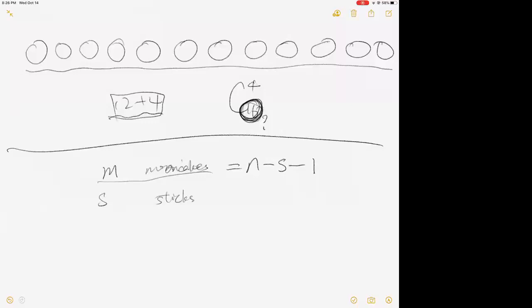So since before I talked about solution 1, there would be N minus S minus 1 mooncakes and S sticks. So I'm just redefining it to be N. No. The first one had N mooncakes. No, I said S minus 1. I said there was solution number 1 and solution number 2. Okay. And this is for solution number 2.